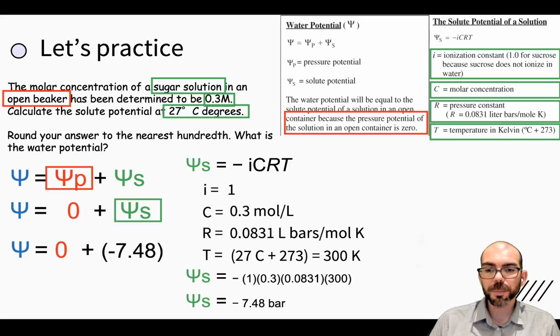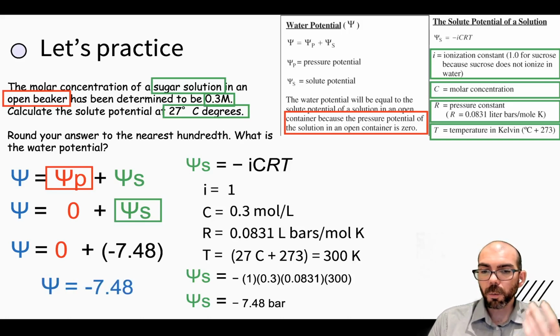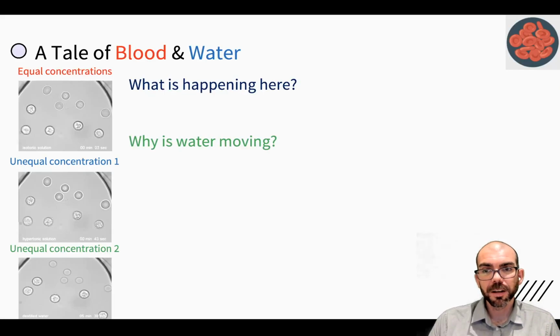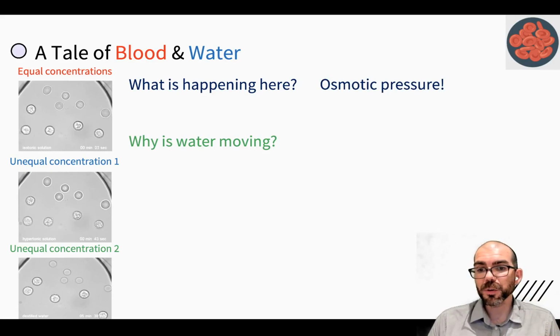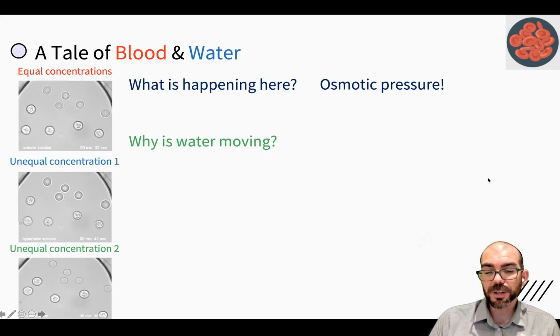Plug that into our water potential. Now we have 0 plus negative 7.48 for a water potential of negative 7.48. So going back to our tale of blood and water, what was happening in these situations? It was osmotic pressure. In some instances, the solution was isotonic, like you saw in the beginning. In the second situation, when the cells began to shrivel, you saw a hypertonic solution. And in the last situation, when the cells lysed, you saw a hypotonic solution.